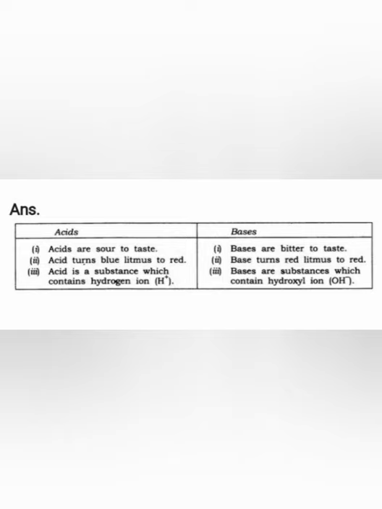We have seen that in the test of indicators, acid changes blue litmus into red, and in the base, red litmus is not changed, meaning it actually has no effect. Then the third point is that acid is a substance which contains hydrogen ions, and bases are substances which contain hydroxyl ions, that is OH.